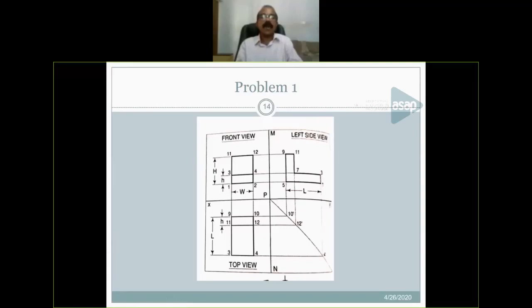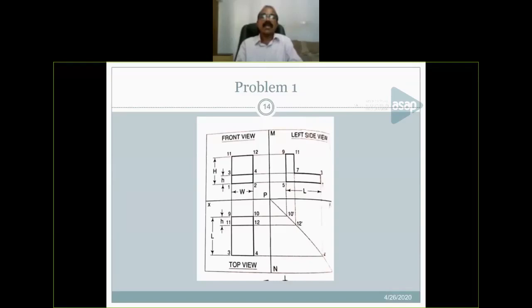Then from the plan points, consider the point 10. From the point 10, draw a horizontal line, which will meet the 45-degree inclined line at a particular point, 10 dash. Then there you have to draw vertical lines. The meeting point will be the required point.